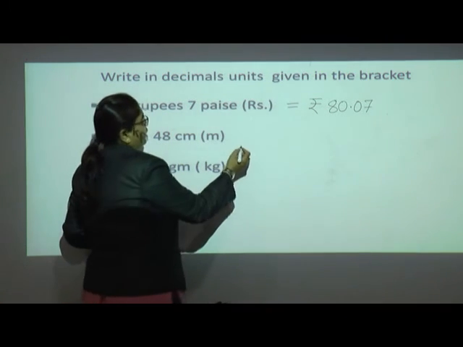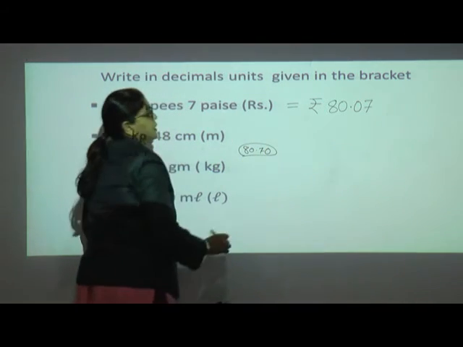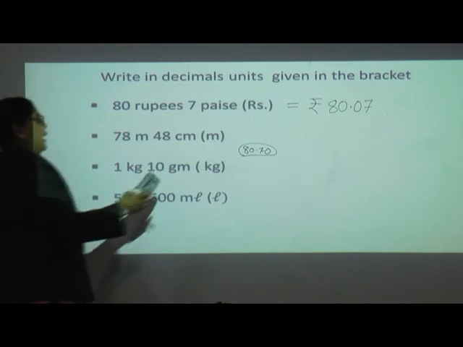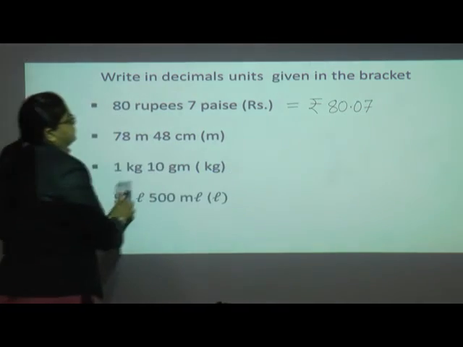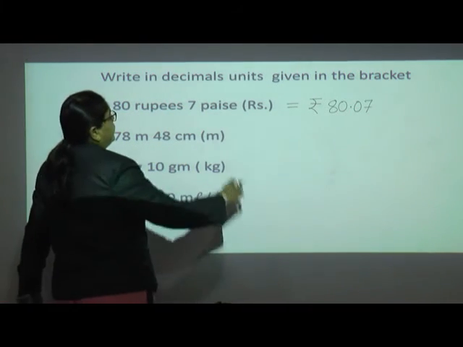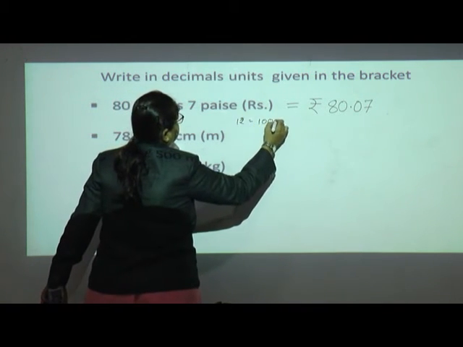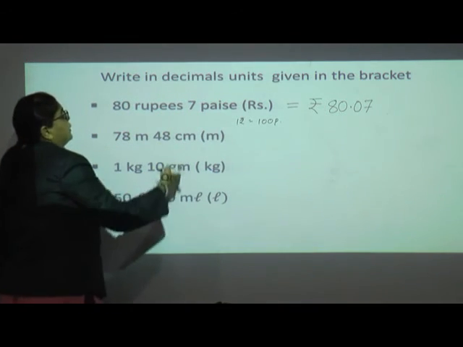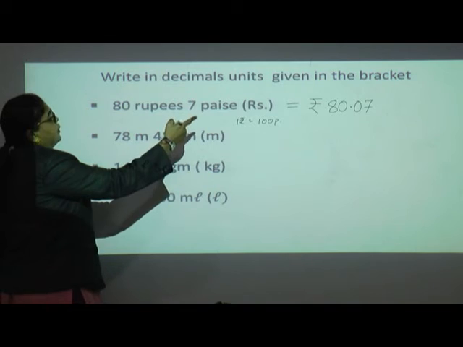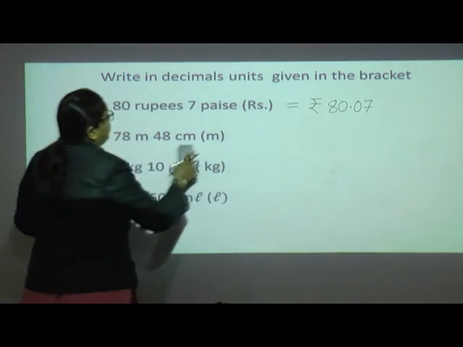If I write here 80.7, it will be changed to 70 paise. It is only 7 paise. So I have to write 0.07. We have already explained that 1 rupee is equal to 100 paise. So after dividing this by 100, we get 80.07. So in this way we have written it in rupees.